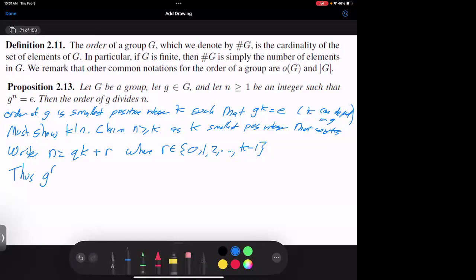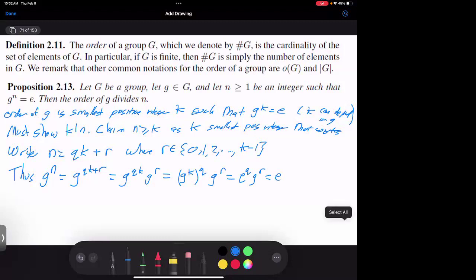Thus, if I look at G to the n, that's G to the qk plus r. That's G to the qk, G to the r, just multiplying all my powers. That's the same as G to the k to the q, G to the r. What does G to the k equal? E. So again, being extremely pedantic, that's E to the q, G to the r. What does E to the q equal? E. So this is E times G to the r, which is just G to the r.